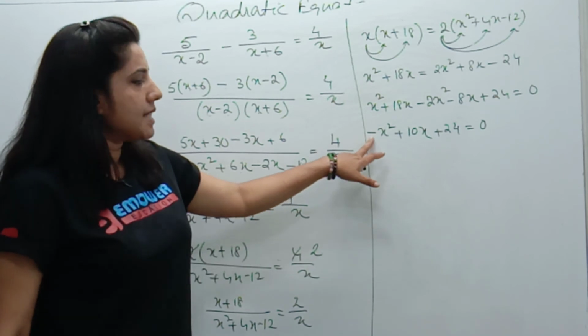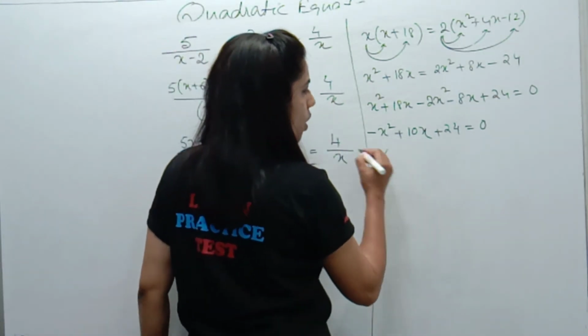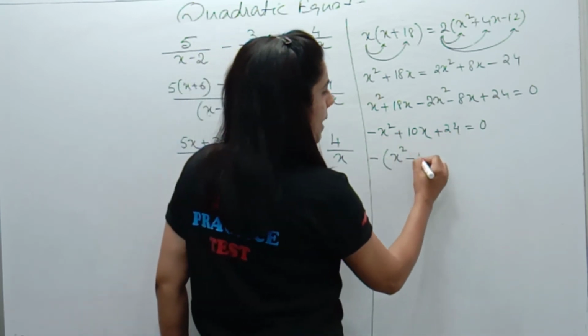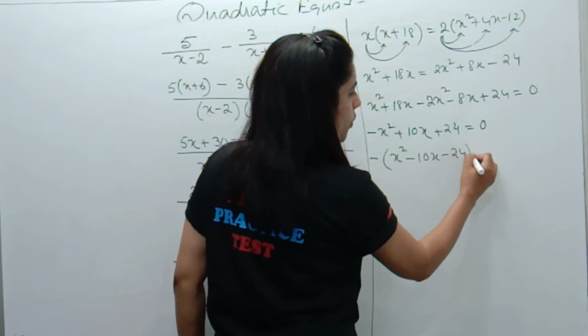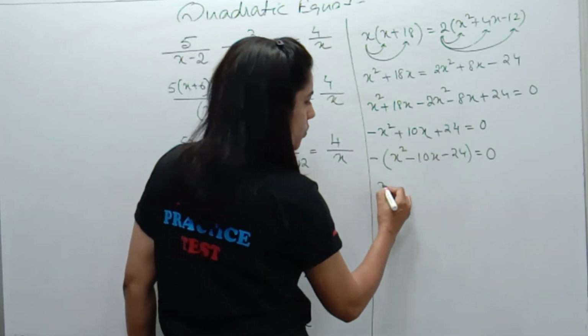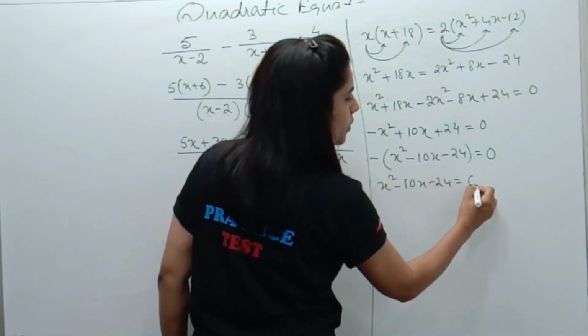Now there is a minus sign associated with x square, we will take it common. So take minus common, so this will be x square, and all the signs will get changed: minus 10x minus 24 equal to 0. Send this minus to the right hand side, make it 0. So we got the equation as x square minus 10x minus 24 equal to 0.